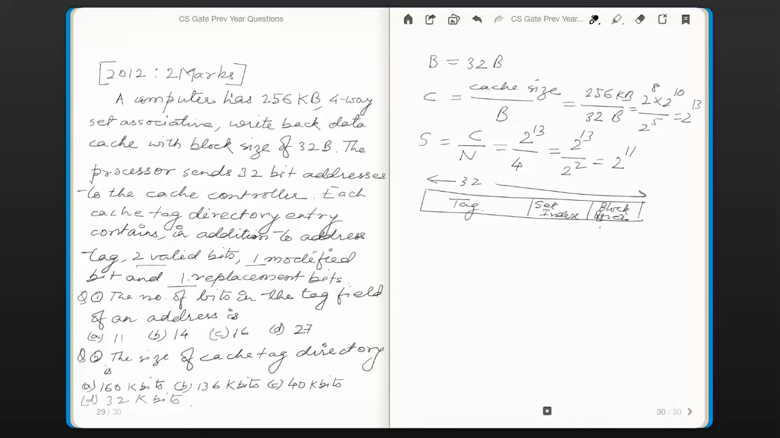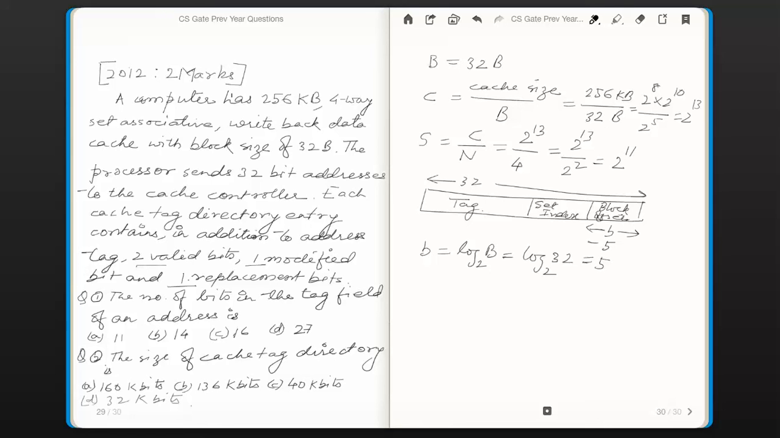Now block offset, let us represent it as small b, and the formula for size of block offset is log base 2 block size. Here block size is given as 32 bytes. Log base 2 of 32 is 5.